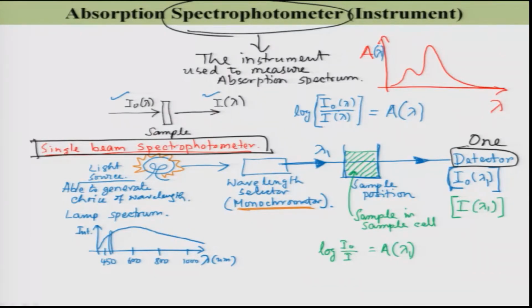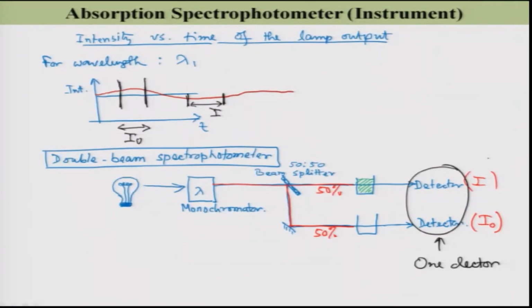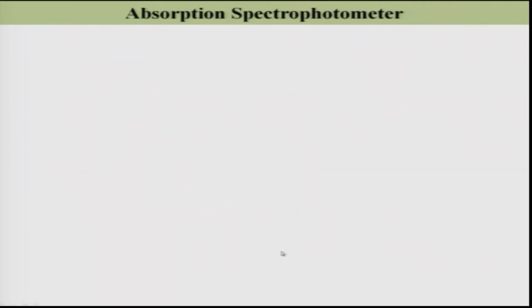In this case what you have seen is that there is a problem with the fluctuation of the lamp intensity, right. So, now people have come up with a variety of designs. So, I need another page over here. The new design we are going to have is something like this. Now, I have this lamp over here. Now, I have the wavelength selector.